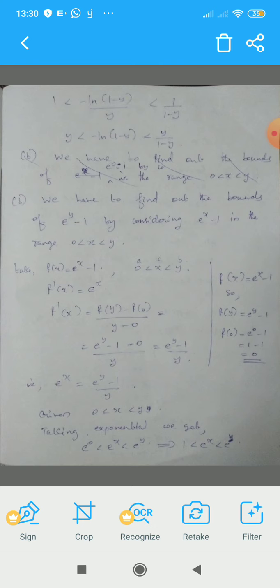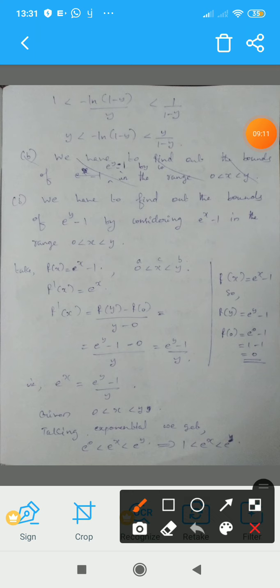Right? Then f of y is what? F of y is equal to, we have to put y in the position of x. Right? F of y is equal to e raised to y minus 1. And what is f of 0? In order to find out this f of 0, we have to put x is equal to 0. Right? Then we got f of 0 is equal to e raised to 0 minus 1, which is equal to 1 minus 1, which is equal to 0.